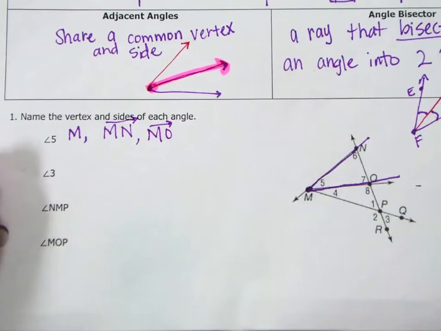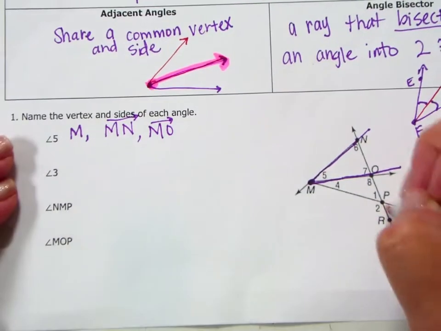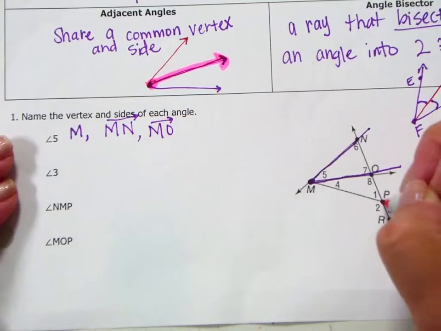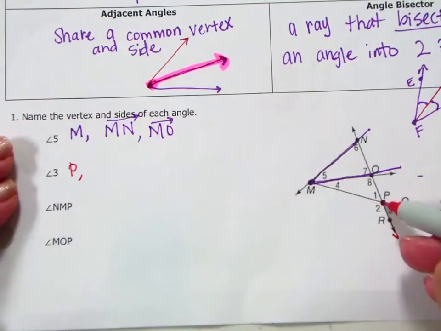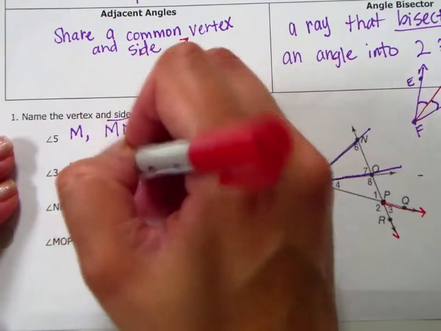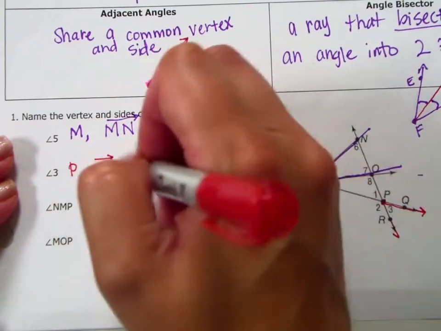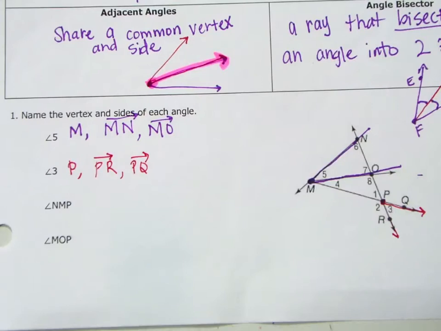The next example, we're looking at angle 3. So that's right here. The vertex is point P. The sides are rays PR and ray PQ. Now what I want you to do is pause this video and do those last two examples on your own.